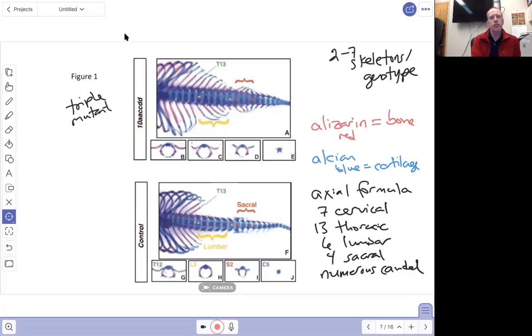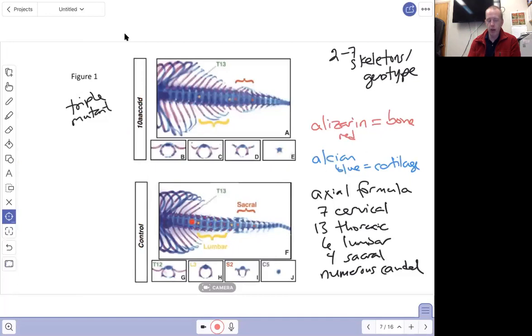So in this case, we're looking to start at the HOX10 mutants. Now remember, they did 2 different paralog groups. They did the HOX10 group and they did the HOX11 gene paralog group. So here we're going to start with what HOX10 does. And they note that in this triple mutant, there are no lumbar vertebrae.